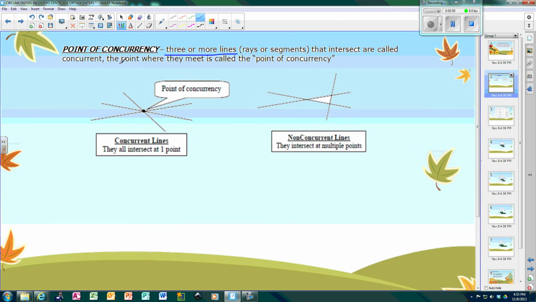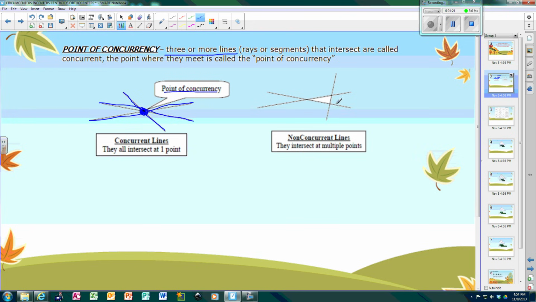So for example, we've got this line here. So we've got this line that goes through here, and then we have this line that goes through here, and then we have this line that goes through here. So they all intersect at one point, and it's called the point of concurrency. Kind of like when there's a bunch of streets that intersect. So it's called the point of concurrency where they intersect.